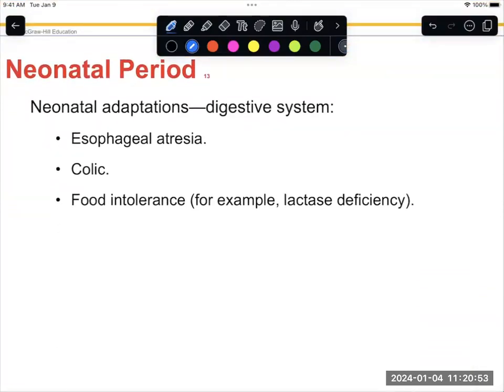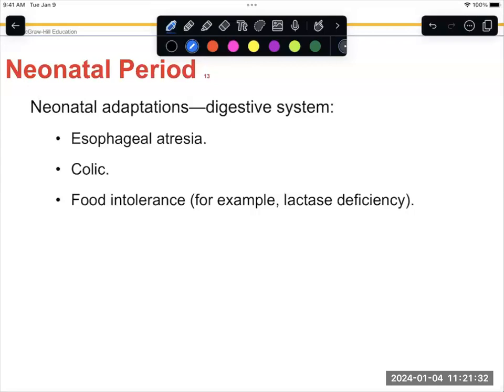Esophageal atresia is an incomplete formation of the esophagus. Colic, long periods of unexpected crying in an infant that usually resolves around 3 months. What causes colic? Possibly an immature digestive system. And then food intolerance is an inability of the small intestine to digest food, causing irritability, crankiness, bloating, flatulence, nausea, vomiting, and diarrhea.